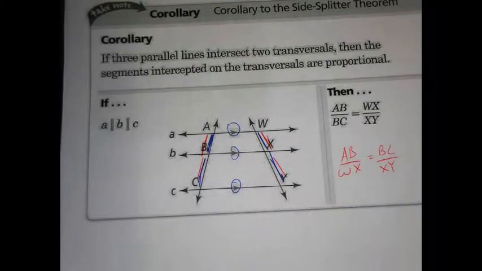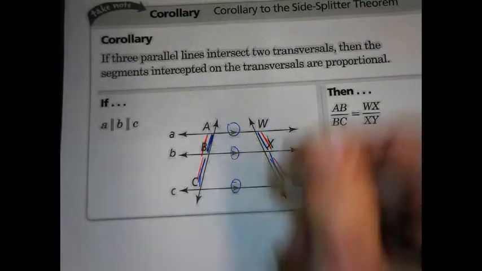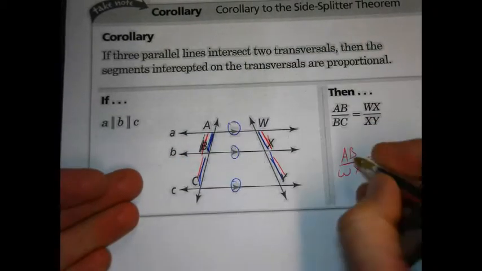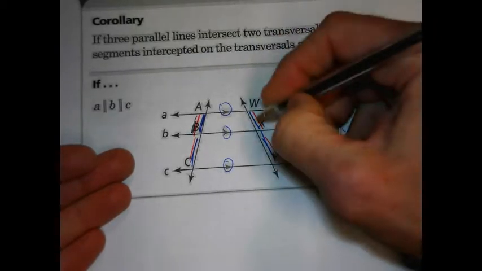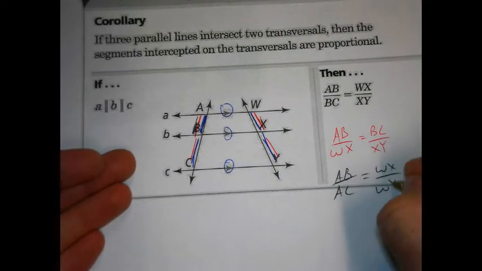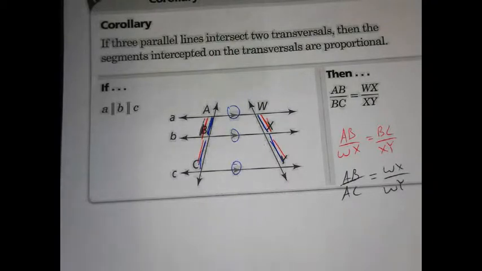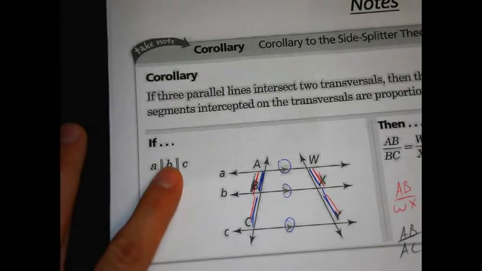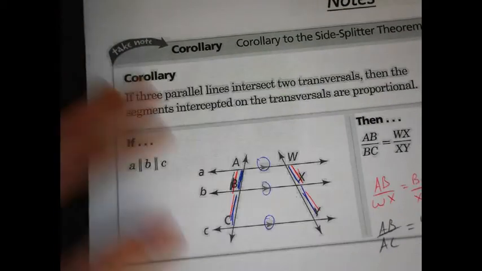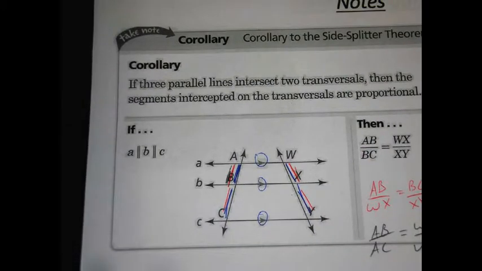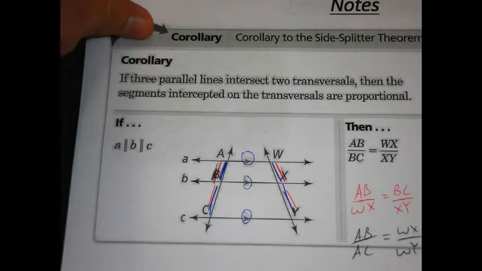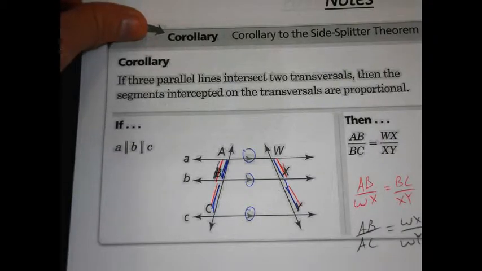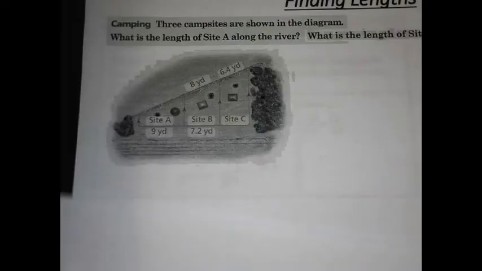We can also look at the entire length. If AB to AC, then WX to WY. So all of these things are true, equivalent proportions. We have to understand what happens with proportionality. With A parallel to B parallel to C, these three lines being cut by two transversals, a whole lot of proportionality ensues, and we can apply that. That's what we're going to do in this lesson.